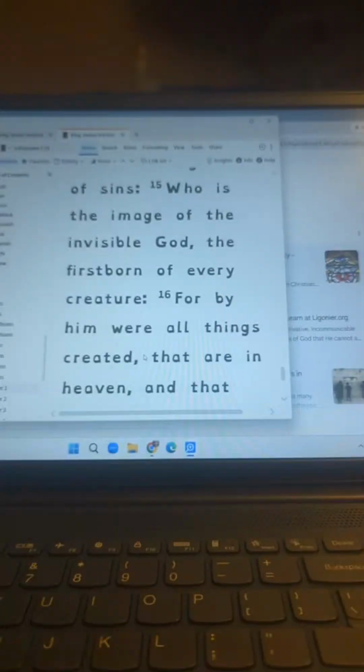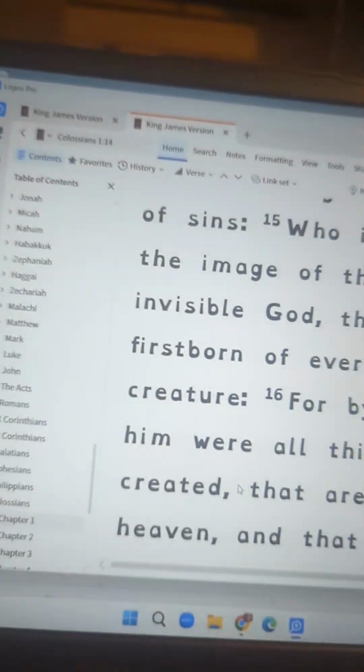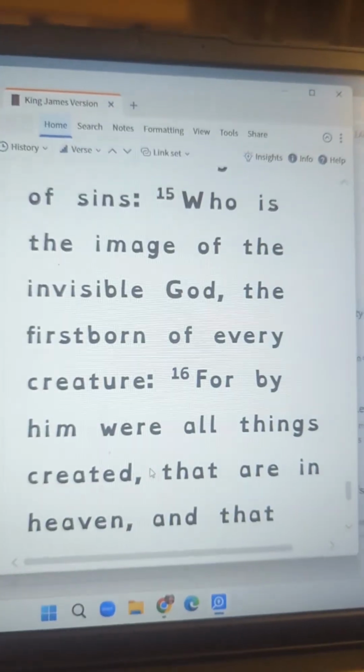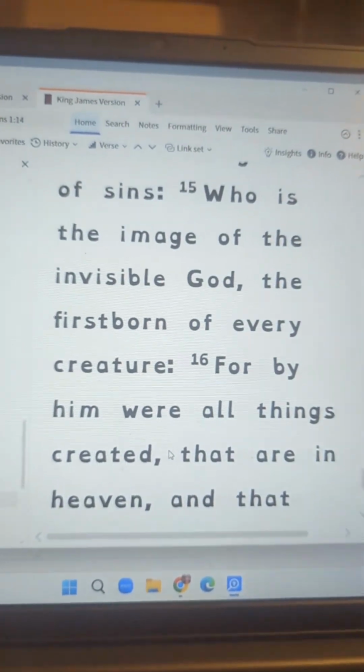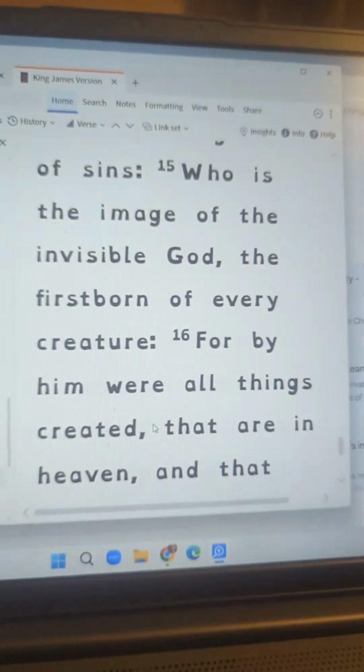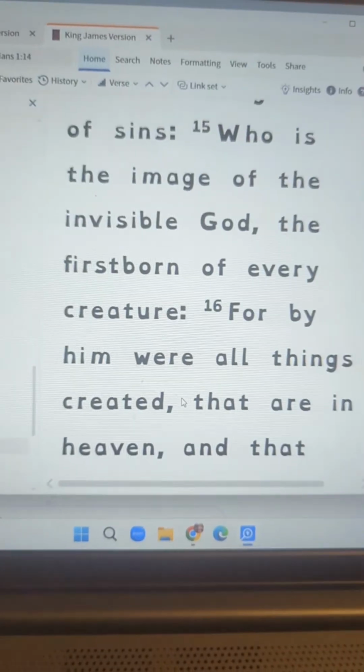Okay, verse 15 in Colossians. So let's look at this. Who is the image of the invisible God? The firstborn is the first in preeminence, right? Arche, not equal with God.